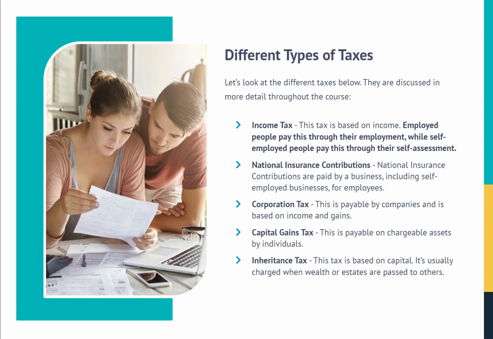National insurance contributions. National insurance contributions are paid by a business, including self-employed businesses, for employees. Corporation tax. This is payable by companies and is based on income and gains. Capital gains tax. This is payable on chargeable assets by individuals. Inheritance tax. This tax is based on capital. It's usually charged when wealth or estates are passed to others.